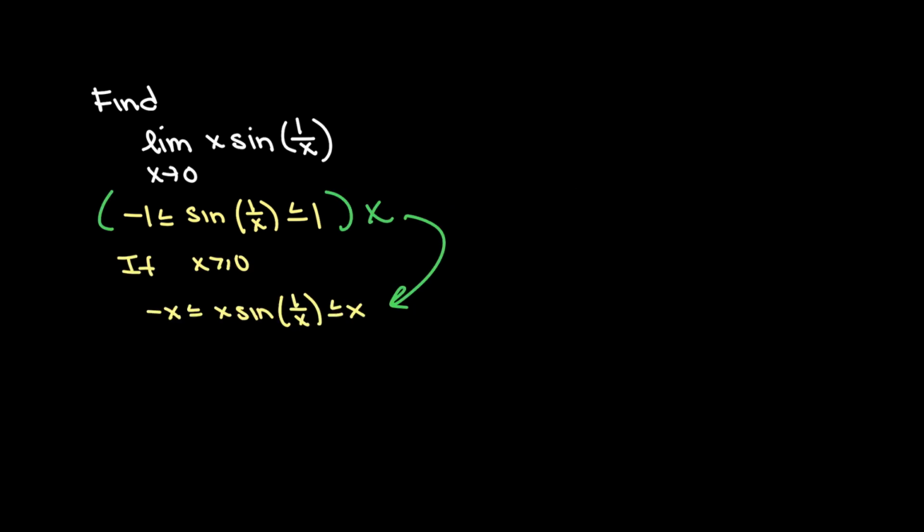And then I'm just going to multiply this inequality by x. And if my x is bigger than or equal to 0, then I'll get -x less than or equal to x times sine of 1 over x less than or equal to x. So I know that the function I'm working with, x sine of 1 over x, always lies between -x and +x.